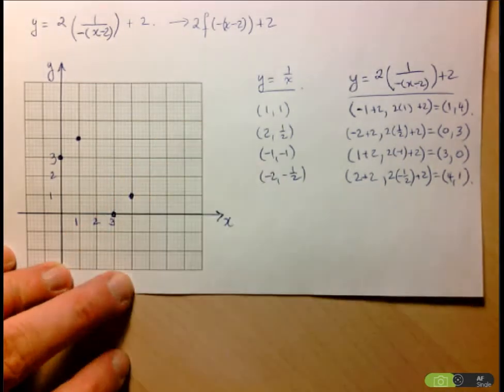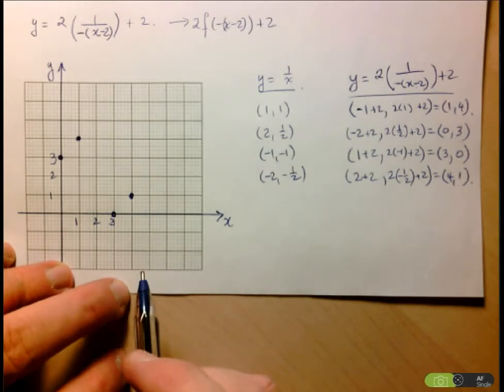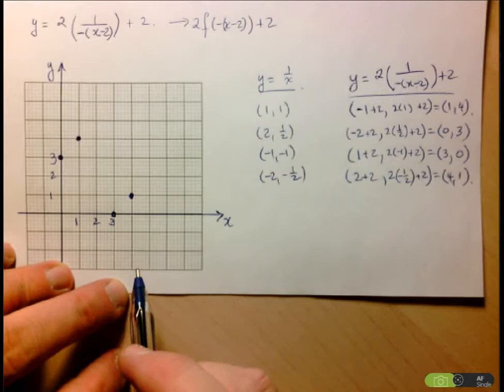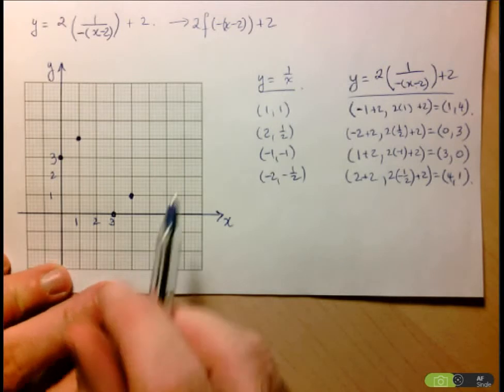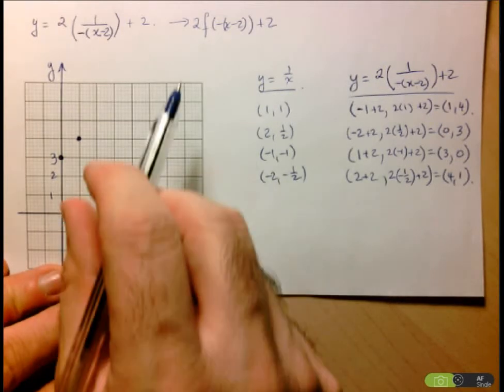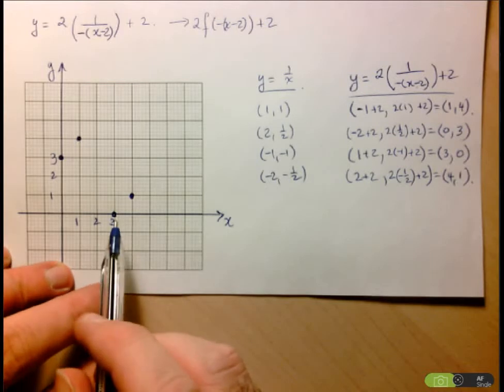4, and 1. Now, since this is a reciprocal function, we know that the reciprocal function will have asymptotes. Okay, now the only thing that's going to change the location of the asymptotes will be the horizontal or vertical shifts. Okay, so let's take a look at how those asymptotes would change.